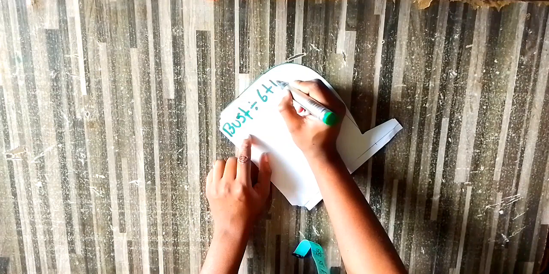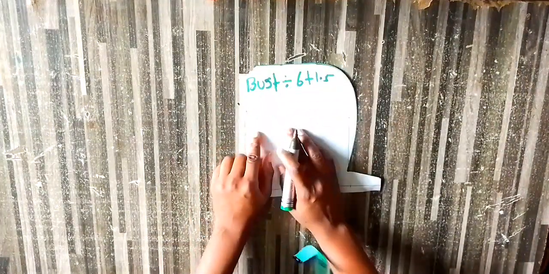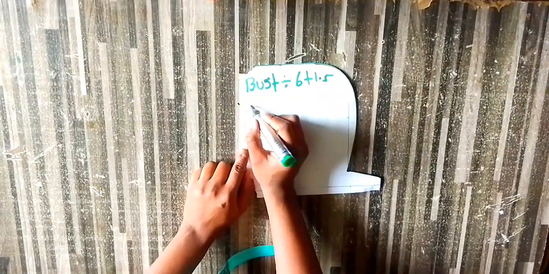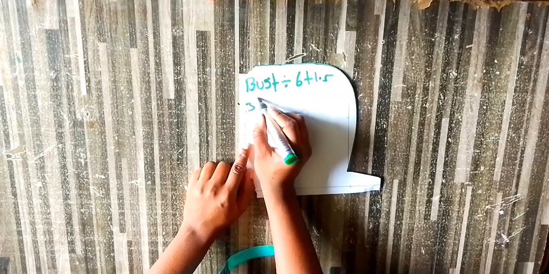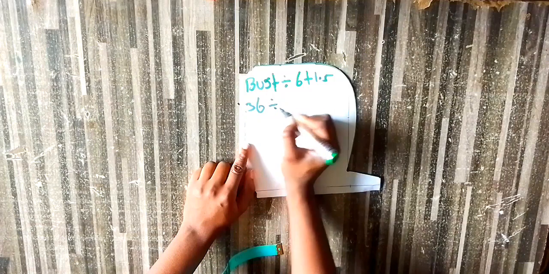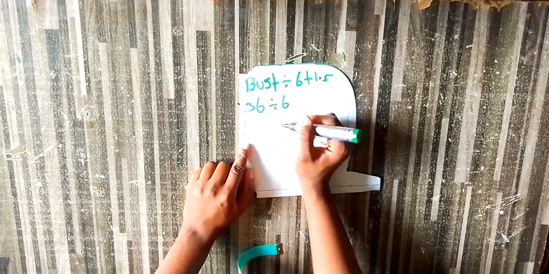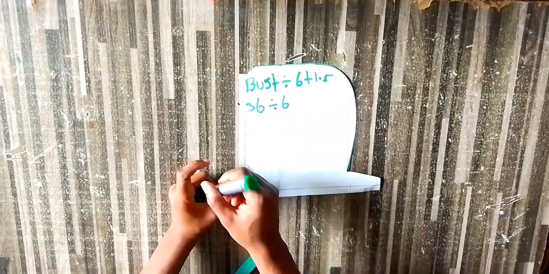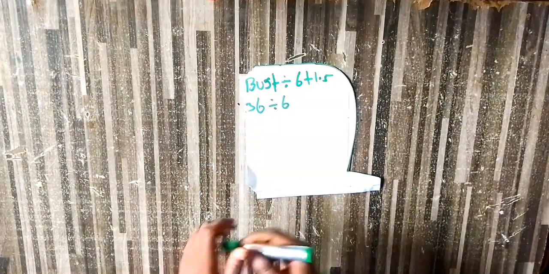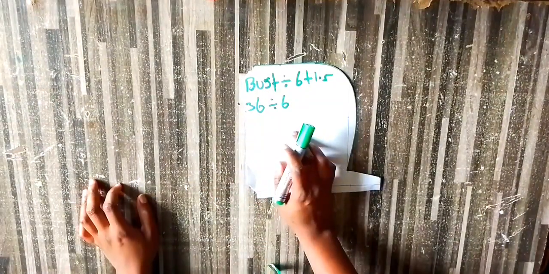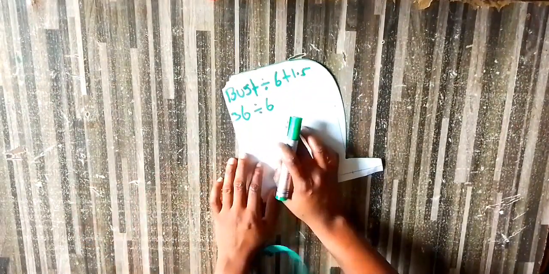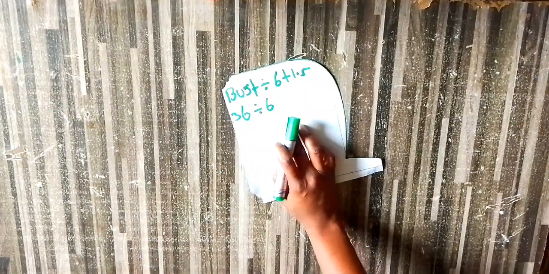So you measure the person's round bust circumference. In my own case, I'll use 36. The round bust divided by 6 would also give you 6 inches. So go ahead and do that. You divide 36 divided by 6.